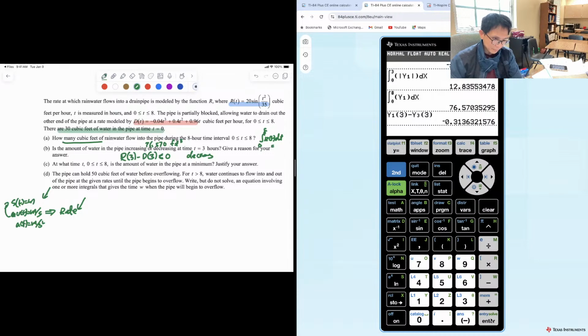Is that okay? I don't need to worry about the initial condition because I'm looking at that specific time. Are they increasing or decreasing? Initial condition has nothing to do with it. What is the difference? It's the difference between y3 and y1.